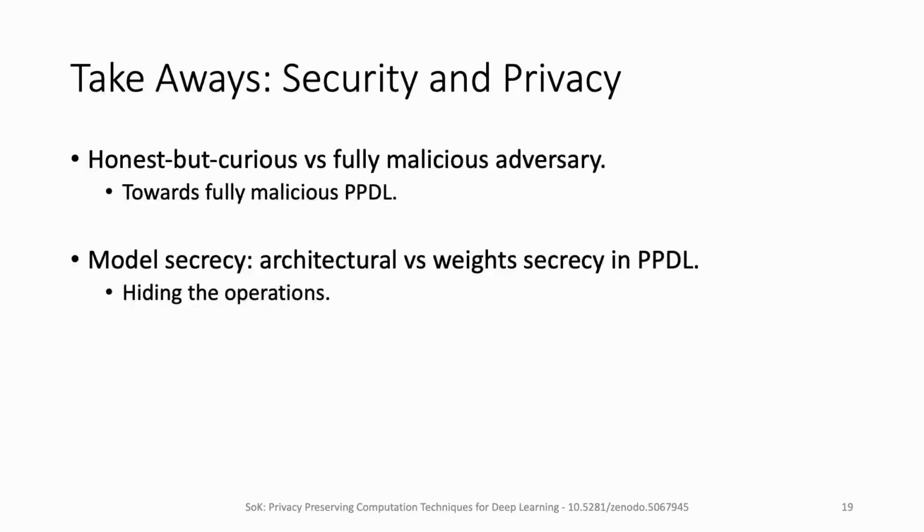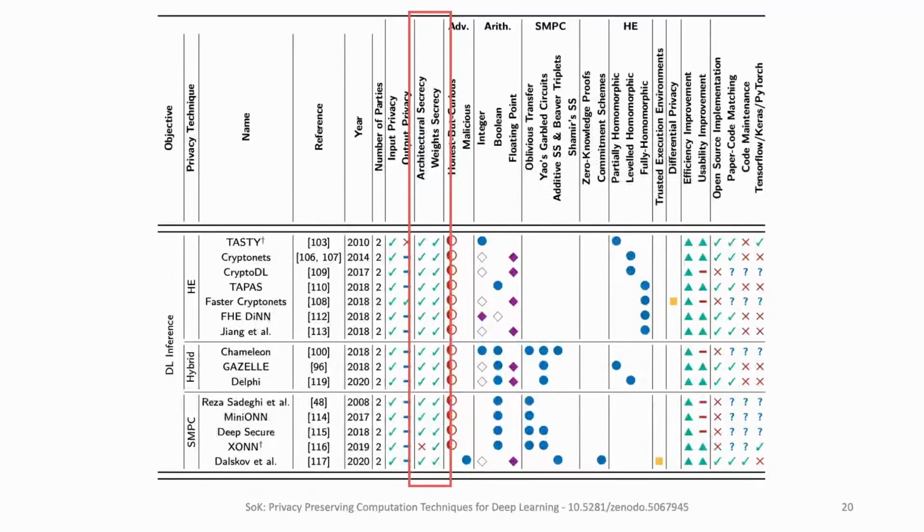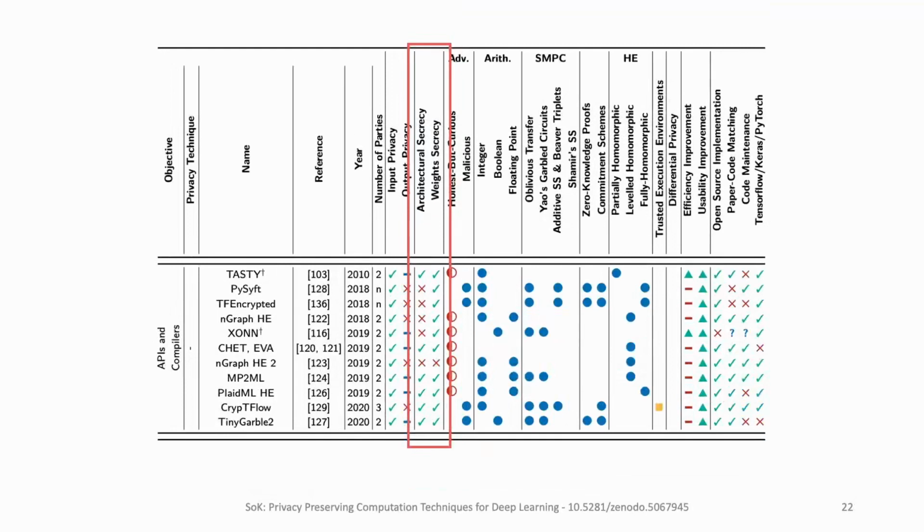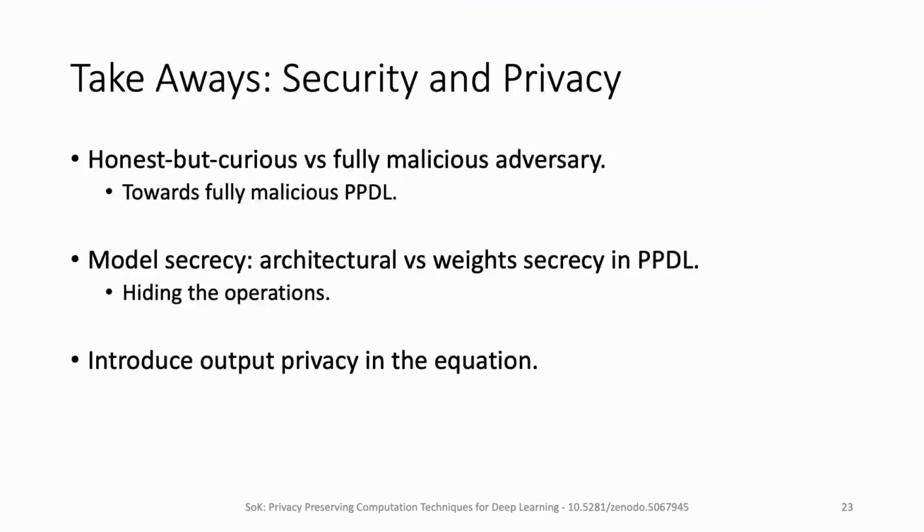While we claim that most protocols preserve architectural and weight secrecy, it is because the paper's model owners are considered a trusted third party that will not steal the model. We believe the consideration of model secrecy could be enhanced through the use of PPCTs in combination with trusted execution environments. As we see on the table, except in training proposals, most of the papers cover architectural and weight secrecy. We believe it is necessary to introduce output privacy in these protocols.